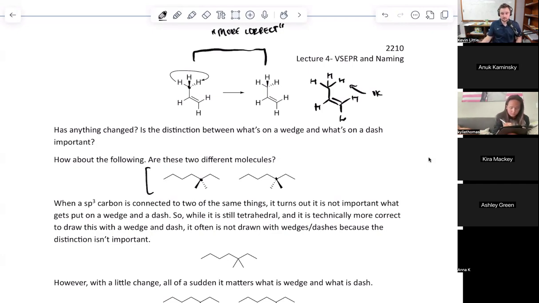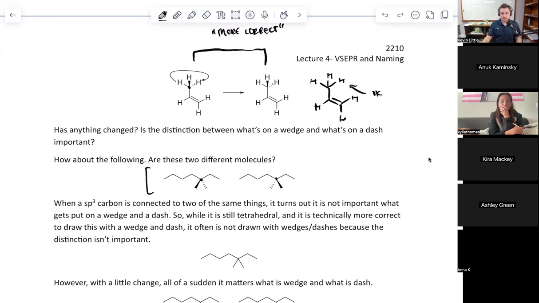Why? That's not a chiral center. This is not a chiral center. There is symmetry here. There's two methyls attached to this carbon. I have two of the same group, right? Just like this picture above with the hydrogens, it does not matter which one is wedge and which one is dash because they're the same thing. It is symmetrical. This is not a chiral center.